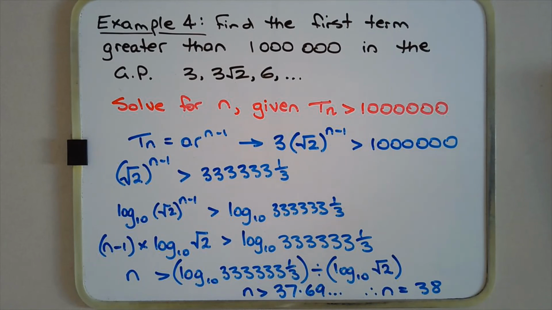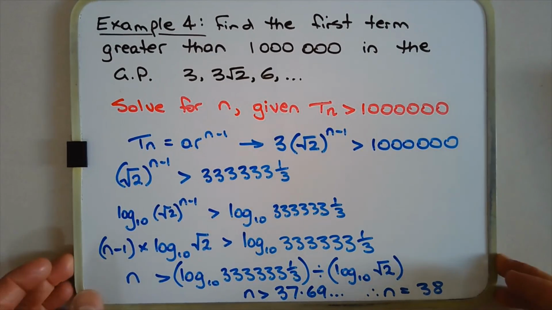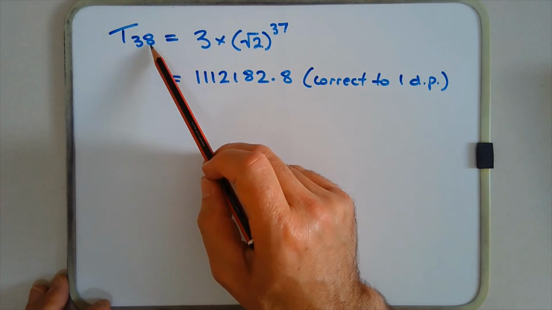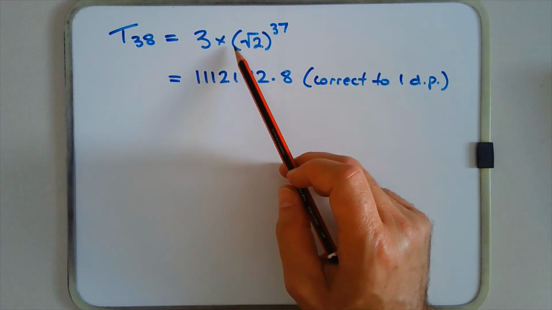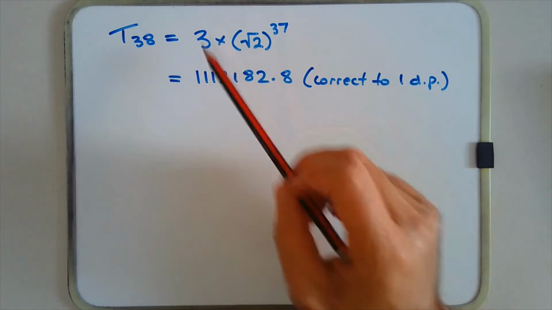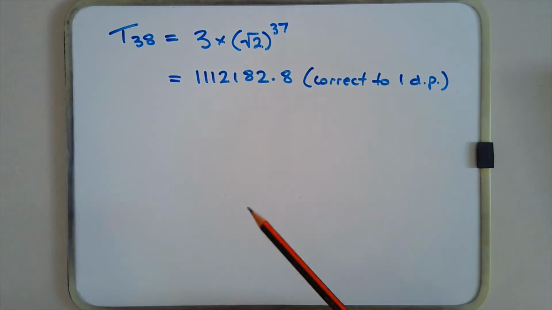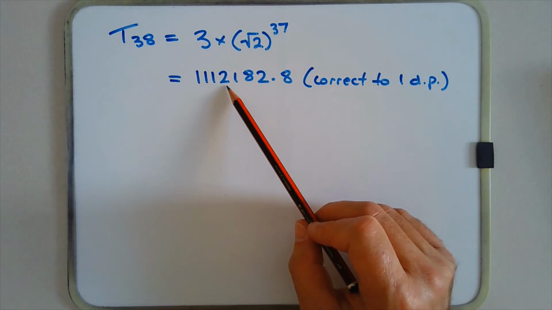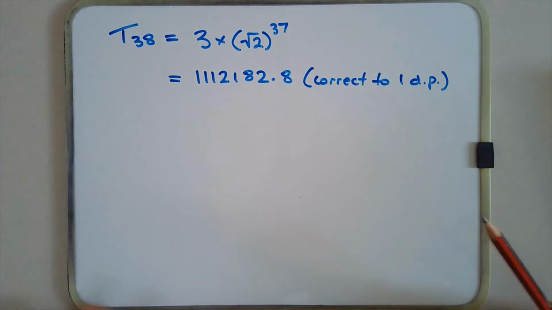So the next integer greater than this value is n equals 38. So that corresponds to the position of the first term that's greater than a million. So that's going to be the 38th term. So we need to determine what that term is. So T38 is equal to 3 multiplied by the square root of 2 to the power of 37. That's n minus 1. And then just evaluating that, and I'm just going to round it to one decimal place, or we can keep it in exact form. It doesn't really matter. It just depends what the question's asking, of course. And we end up with 1,112,182.8, and that's correct to one decimal place.